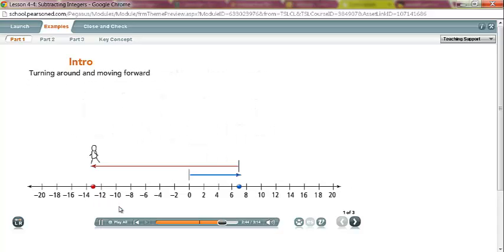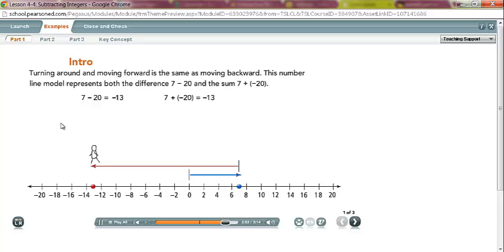Turning around and moving forward is the same as moving backward. This number line model represents both the difference 7 minus 20 and the sum 7 plus negative 20. Subtracting 20 is the same as adding the opposite of 20.